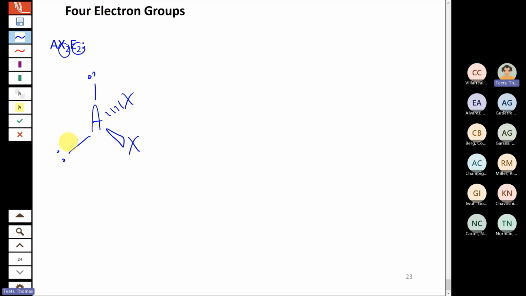This doesn't as easily show the geometry, but if we rotate it into the plane, what we can draw it as is like this. So you have the A and the 2 X's, and then 1 lone pair coming out towards you, 1 lone pair going away from you. But the key thing for the molecular geometry: the electron group arrangement is still tetrahedral, but the molecular geometry is just defined as the shape of the 3 atoms, which is going to also be bent or V-shaped.